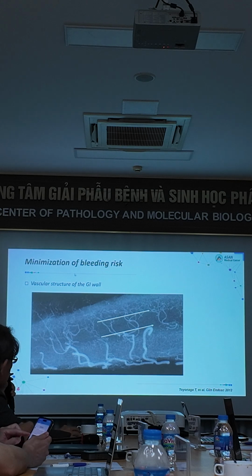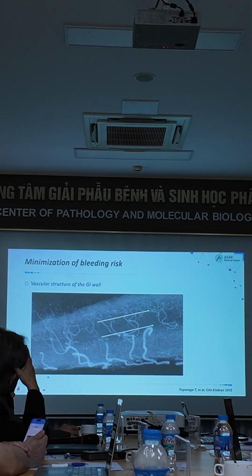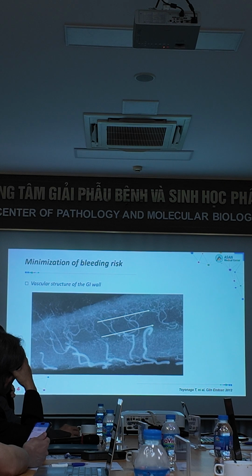And to minimize the bleeding risk, we should know the histological structure of the GI tract wall. So this is the proper muscle layer, and this level is the submucosal layer, and these are perforating vessels. And as you can see here, there is only a small number of small vessels at the deep submucosal layer, but in comparison, there is a relatively higher number of vessels in the superficial submucosal layer.